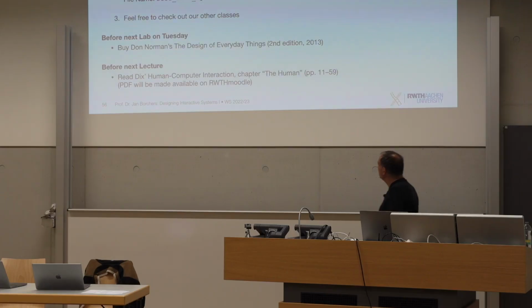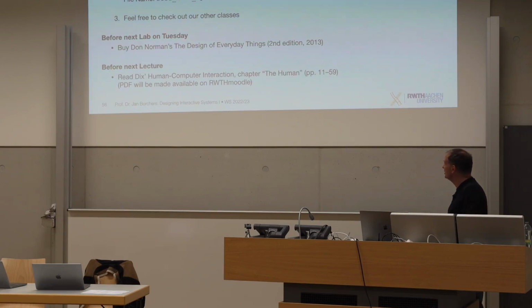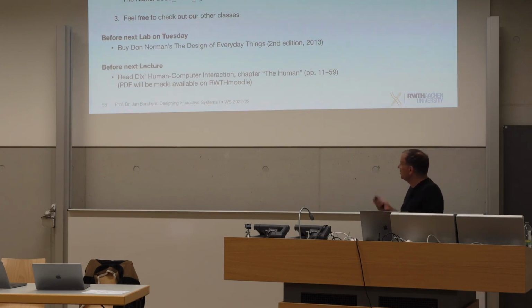More importantly, though, because the stuff that we covered today is actually not something you'll find in Norman's book. This fundamental psychology stuff is not in Norman's book. So this is actually covered in the first chapter from Dix's book, Human-Computer Interaction. The chapter called The Human, pages 11 through 59. This is the one that we would like you to read. We will make the PDF for that available in Moodle so that you guys don't have to go out and buy the book just to read that chapter right now.